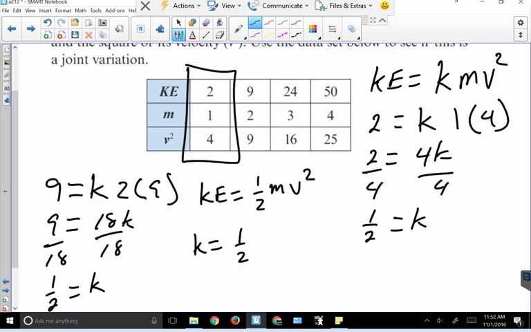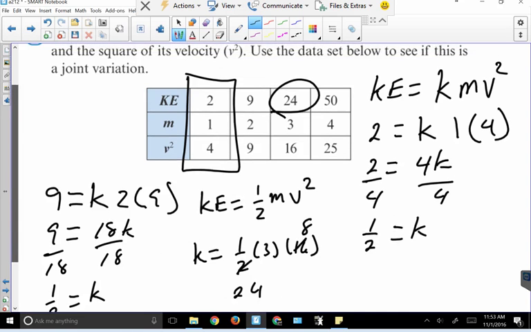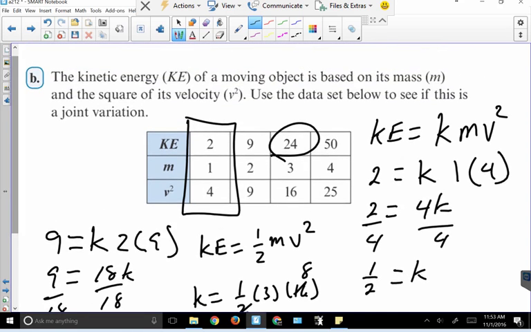Let's try the next one. Mass is 3. Velocity squared is 16. 2 goes into 16, I get 8. 3 times 8 is 24. Is that what it predicted? Okay. Now I realize there's a lot of stuff here. I understand that. You just need to take a look at what is going on with it. So, when it said that it was based on its mass and the square of its velocity, it did not say inversely. So you don't have to worry about it. It's all going to be multiplication.